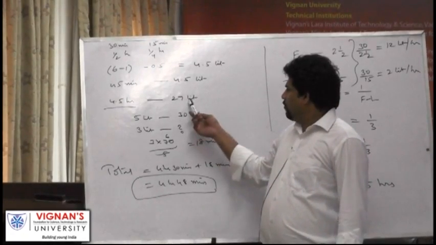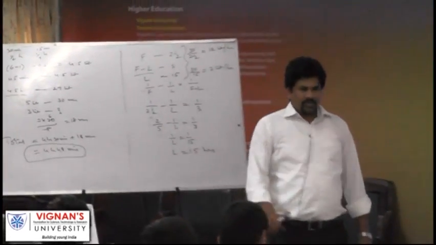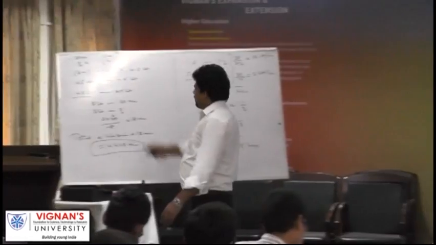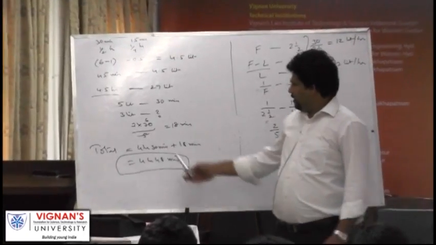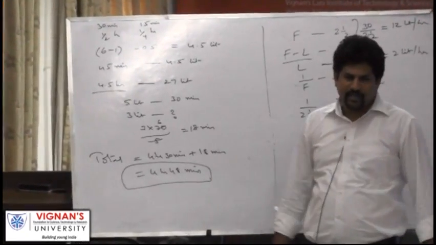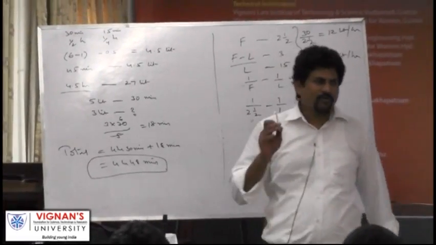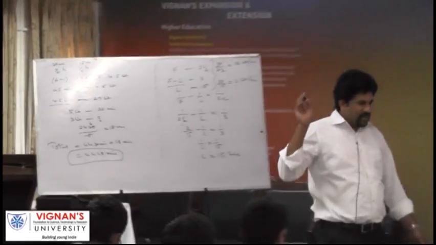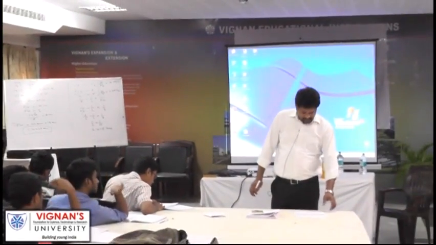Now, we just need to fill 3 more liters. In the first half an hour itself, in 30 minutes, 5 liters is filled. So I am calculating: for 5 liters it takes 30 minutes, for 3 liters it takes what time? 18 minutes. So 4 hours 30 minutes, 4.5 hours, plus another 18 minutes, the tank is filled. Right? Next one.